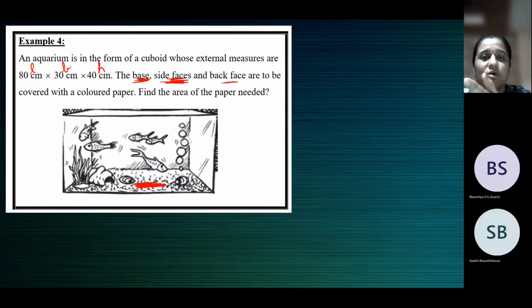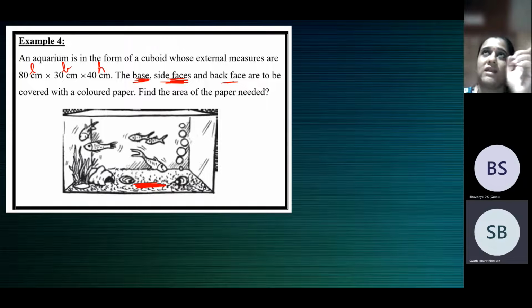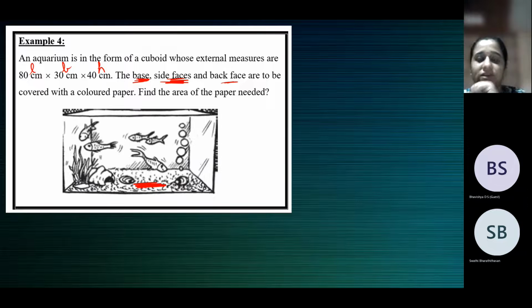So all this you should write by yourself. There is no standard formula. According to the situation, you need to understand and write the expression which is to be used to calculate the area yourself. And then the back face, how do you find the area of the back face? L into H, mom. L into H. Very good.